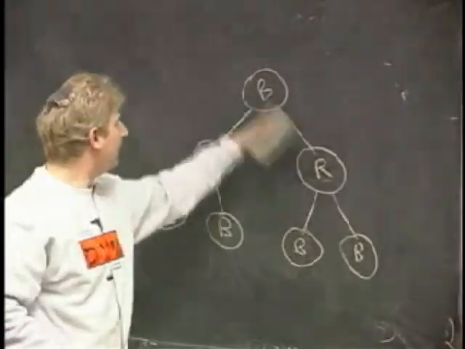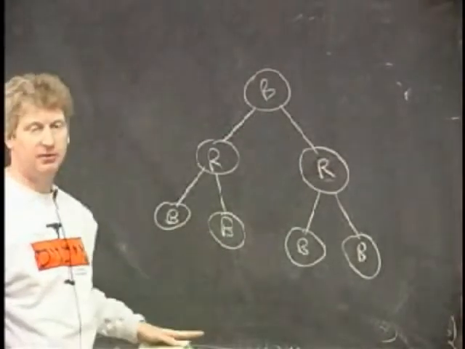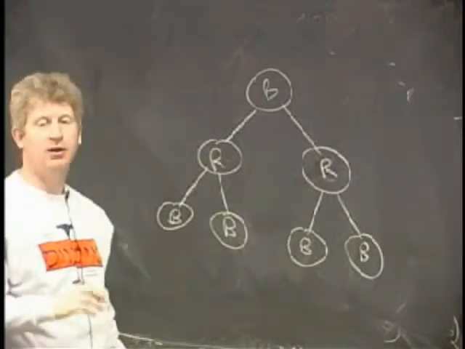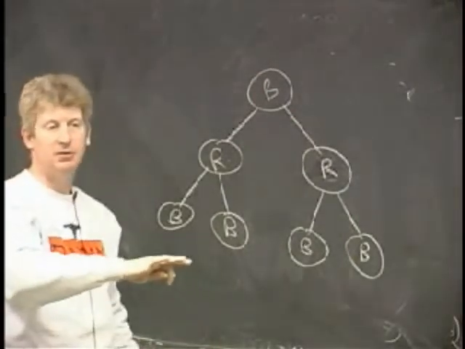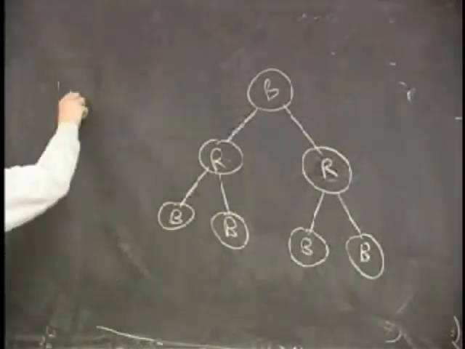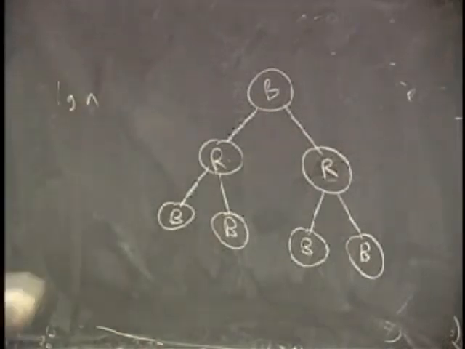Okay, if I kept this tree completely balanced, then what would the height be if I had n nodes? If it was perfectly balanced? Log n. With a floor or something, right? A ceiling.